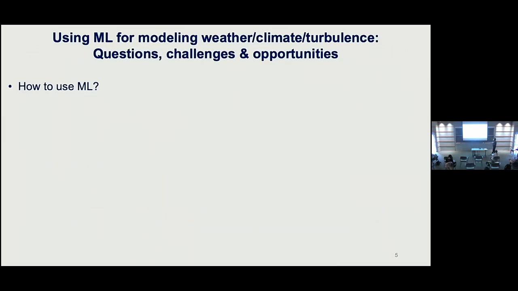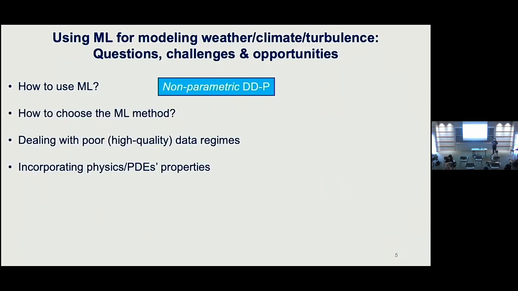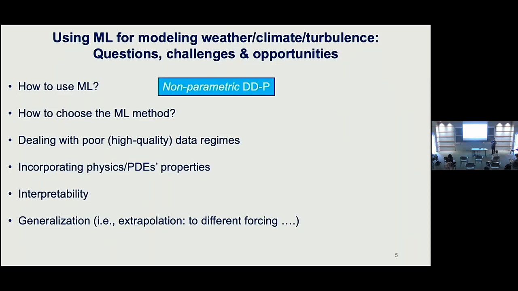Now, like most applications of machine learning, even once you know what exactly you want to do with machine learning, there are a lot of questions and challenges to answer. So here we want to do this data-driven parameterization. Then we have to think about what's the best machine learning method to use, how to deal with the poor data regime. In most cases, we do not have a lot of high-quality data for training. How to incorporate physics or some of the properties of the equations, maybe to better deal with the poor data regime. After that, how to interpret and try to understand what the machine learning method is doing, and how to deal with issues related to generalization, specifically extrapolation to higher forcing, higher Reynolds number, things that are essential for these kinds of approaches to be useful.